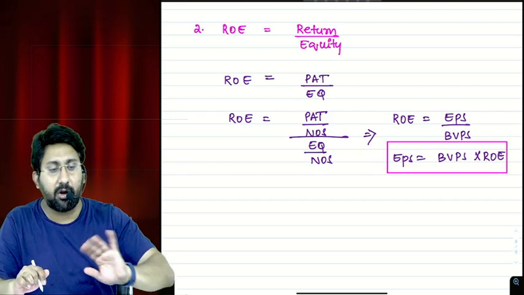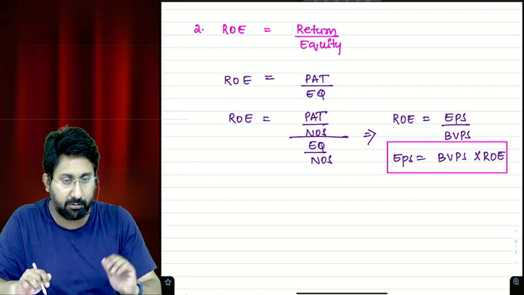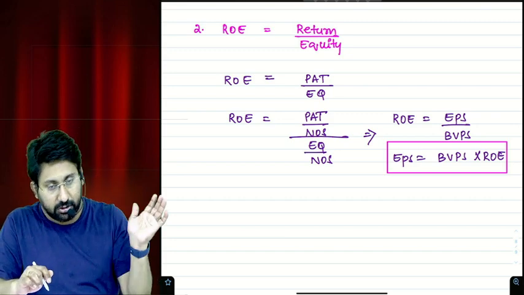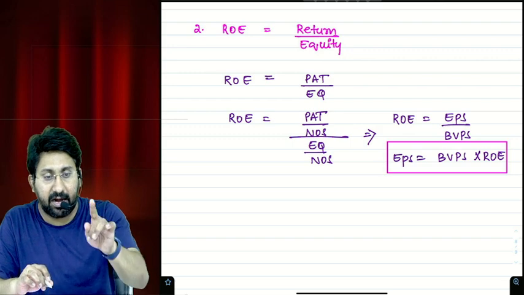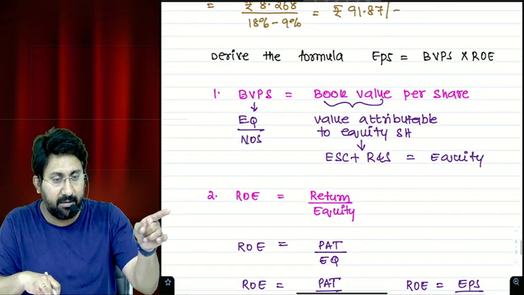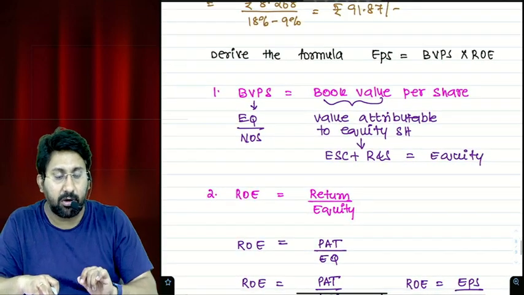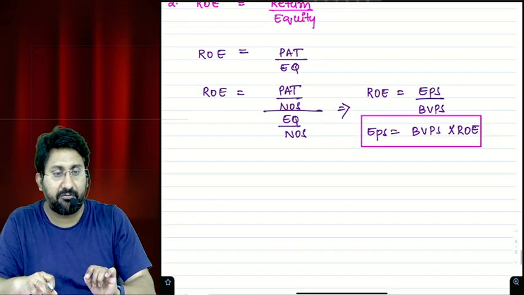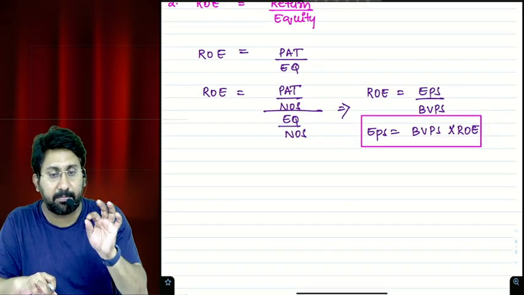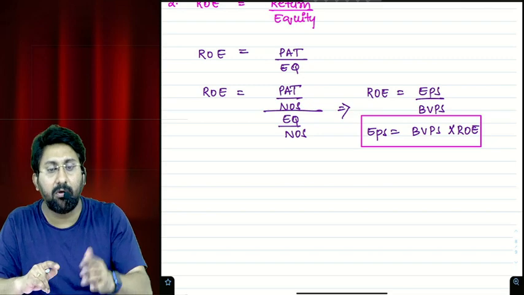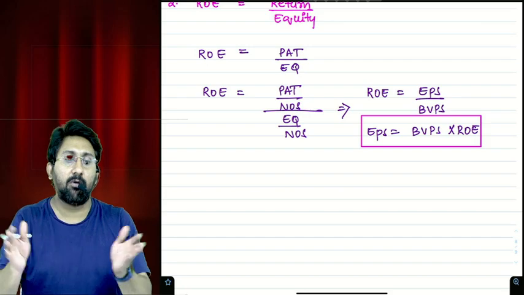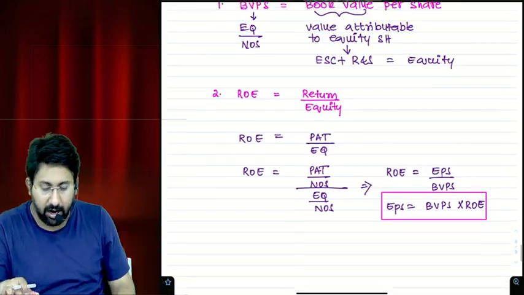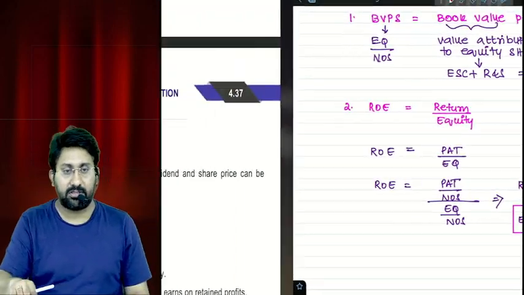Now numerator and denominator I will divide by number of shares. PAT by number of shares, whole divided by equity by number of shares. PAT by number of shares we can write as EPS. Equity by number of shares, already I have given here, you can write it as BVPS. So therefore ROE equals EPS by BVPS. So EPS equals ROE into BVPS, or BVPS into ROE. This is how that formula has been derived, and we have already done it in the notes.